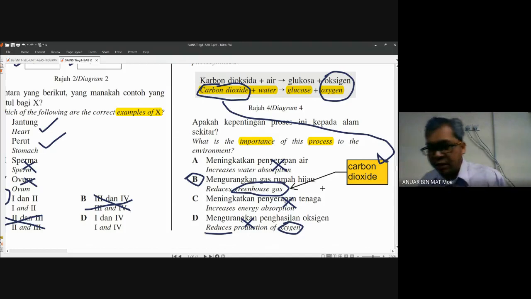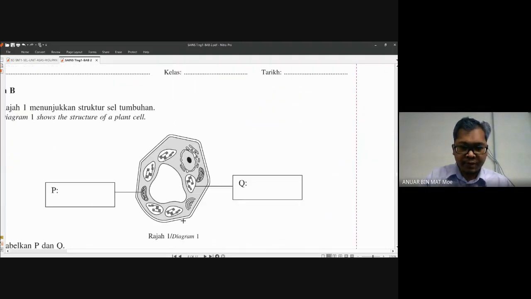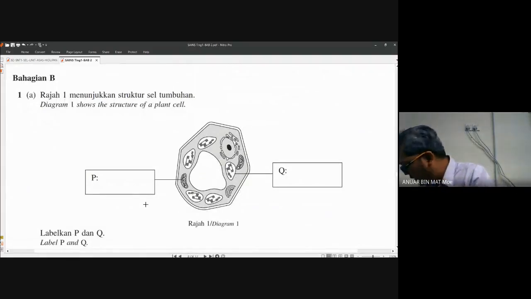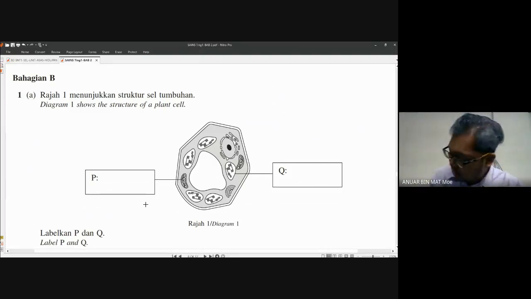Okay, go to section B. Section C already finished, right? Yesterday we already finished section B. Section C. Oh no, yesterday only question number 3, right? Never mind. Okay, section B. We go very fast.